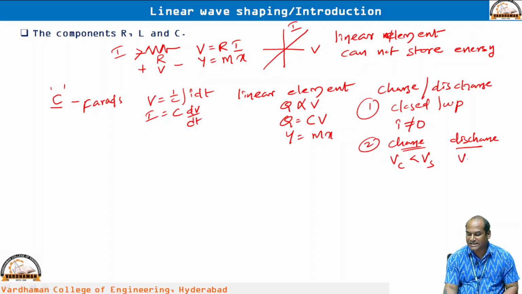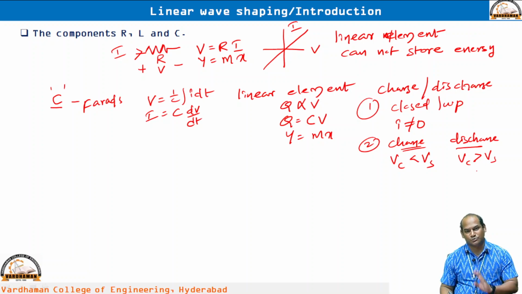So, when Vc is greater than Vs, or sometimes when Vs is 0, the capacitor starts discharging and that energy is given to the resistors available in that particular circuit. So, these are the important points we should know regarding this particular capacitor. Then a very important point is that a capacitor does not allow sudden changes in voltage.